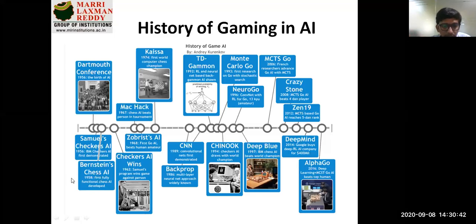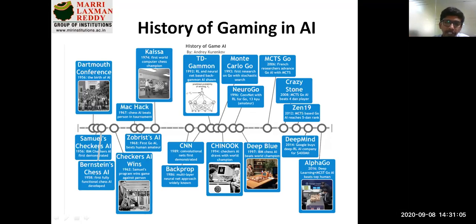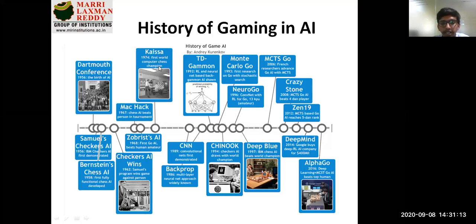In 1958, that was the first fully functional chess AI, developed by Bernstein. He was the person who developed that. Later, in 1967, MacHack, again a chess AI, beat a person in a tournament. That was one development, but it was not a complete development at a time. There was a step-by-step improvement in each phase. In 1974, there was a game called Kaissa, the first world computer chess champion. In the same manner, in 1968, 1992, there were different games.